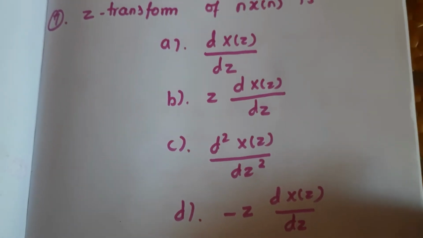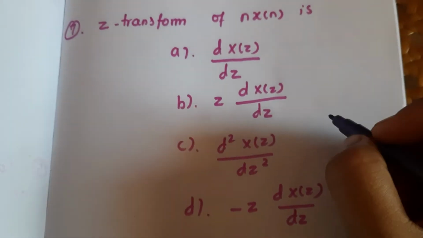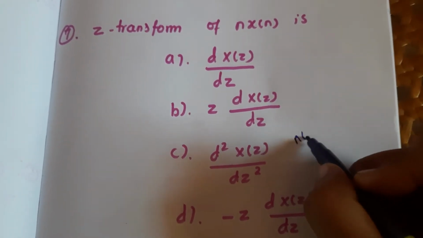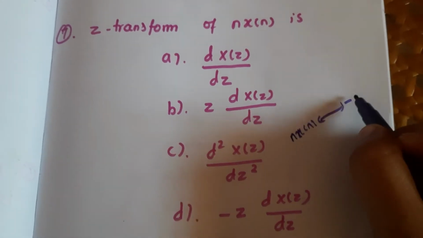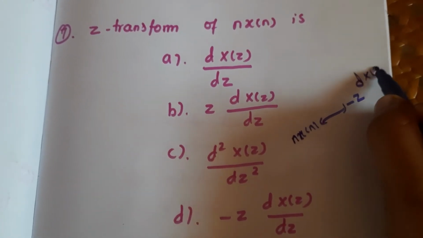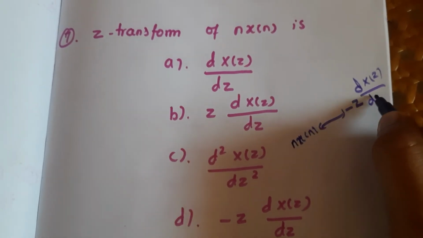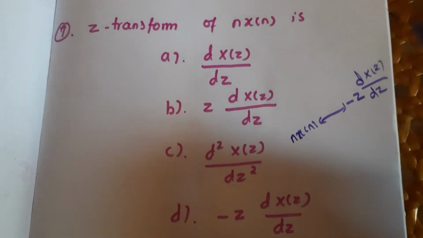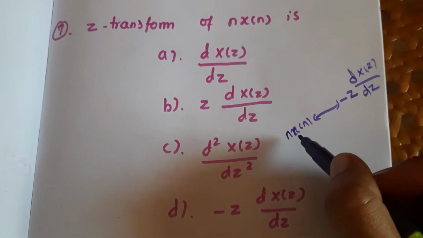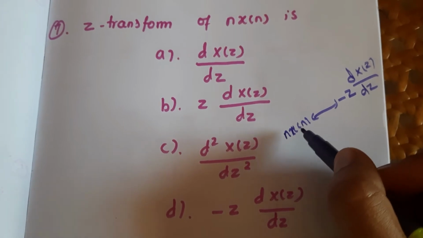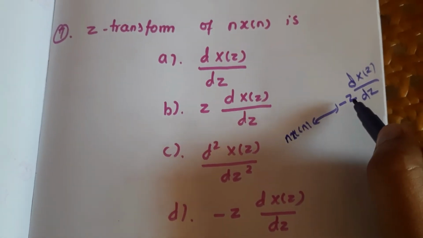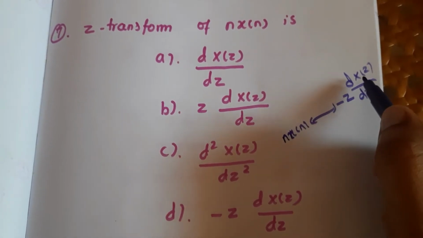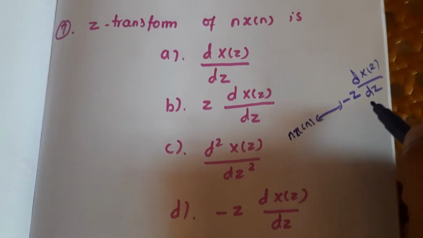Next question, z transform of n into x of n is. And again using the differentiation of z transform property, here we have n into x of n is equal to minus z differentiation of this z transform of x of n. So this is the differentiation of z transform property. So multiplication of signal with n into x of n in z domain is equal to minus z differentiation of that z transform. So here the answer is D.